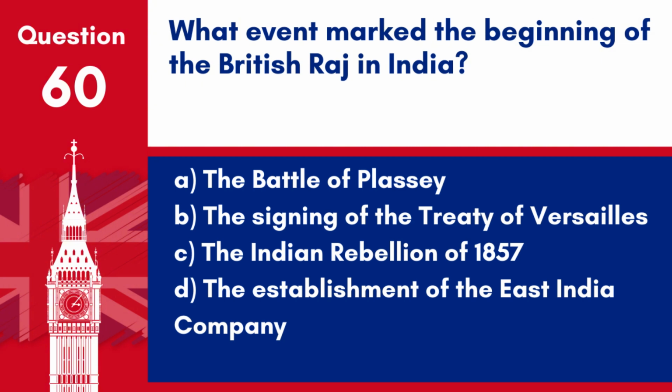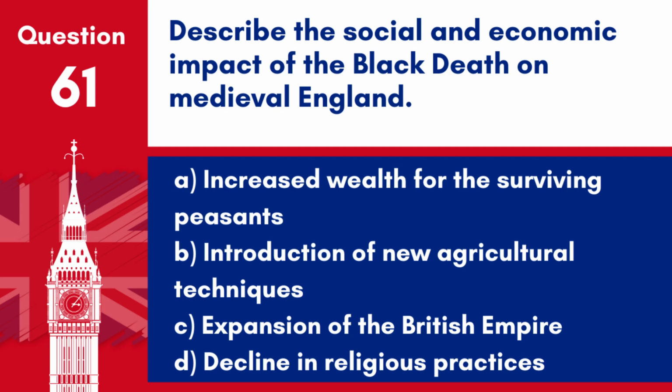Answer C. The Indian Rebellion of 1857. The event that marked the beginning of the British Raj in India was the Indian Rebellion of 1857. Question 61. Describe the social and economic impact of the Black Death on medieval England.